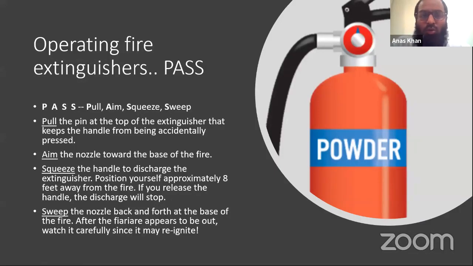We all know that to use the fire extinguisher, we need to know PASS. If we don't know PASS, then we cannot use the fire extinguisher. PASS is: Pull the pin out, Aim at where you have to put out the fire, Squeeze the handle, and then Sweep in a left-right direction. So the powder is going to spread everywhere.